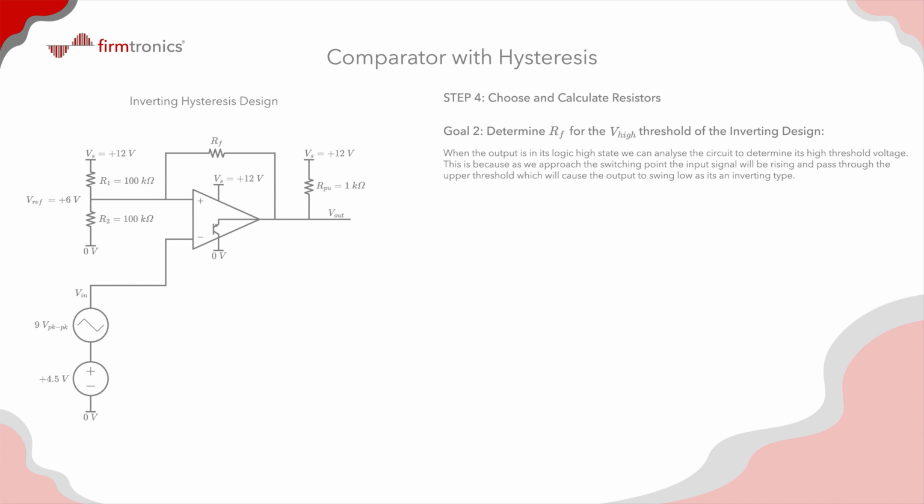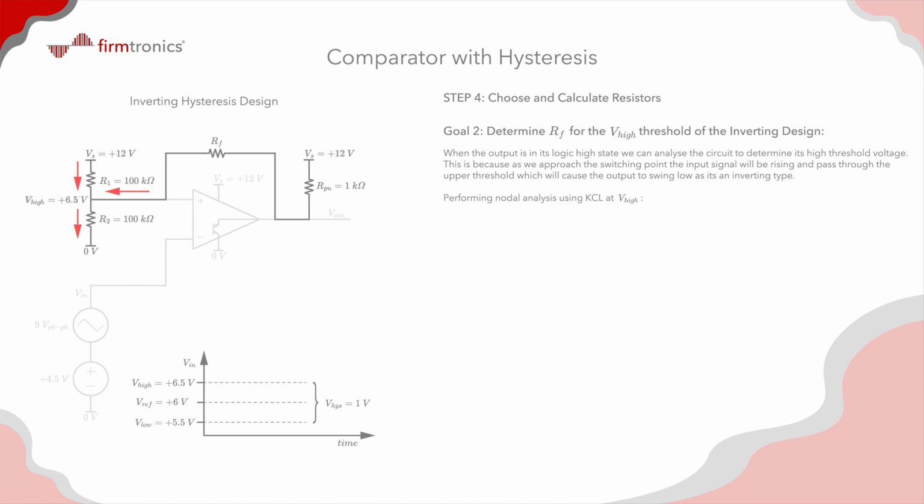When the output is in its logic high state, we can analyze the circuit to determine its high threshold voltage. This is because, as we approach the switching point, the input signal will be rising and pass through the upper threshold, which will cause the output to swing low, as it's an inverting type. Now in this configuration, with the comparator output high, we can see it's out of circuit.